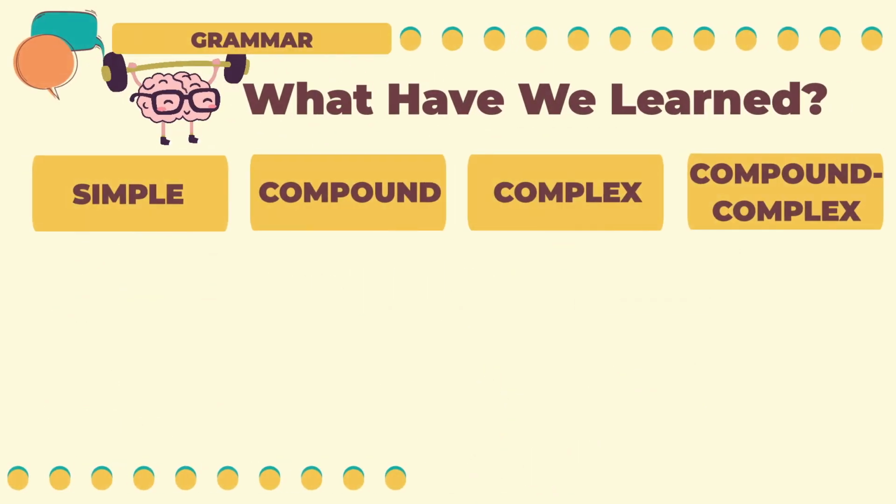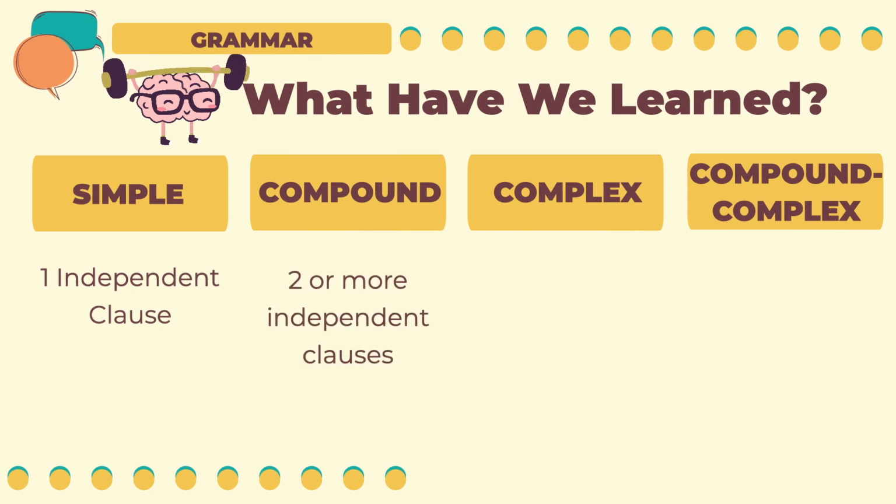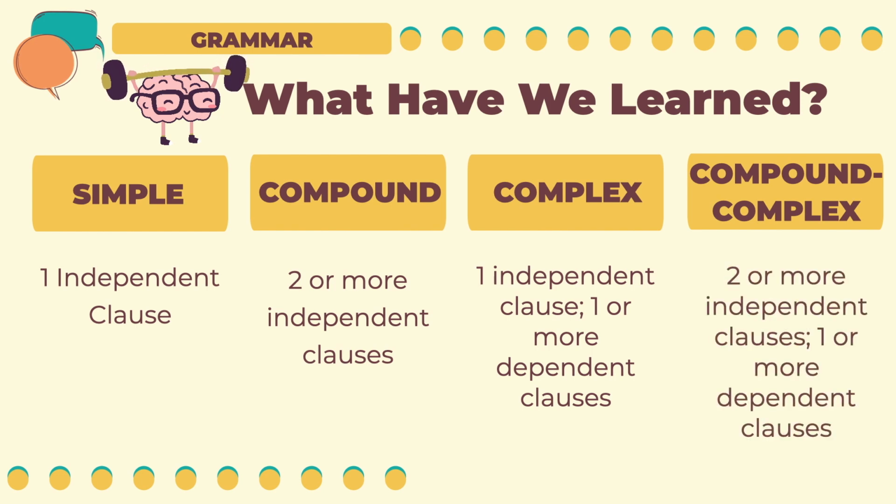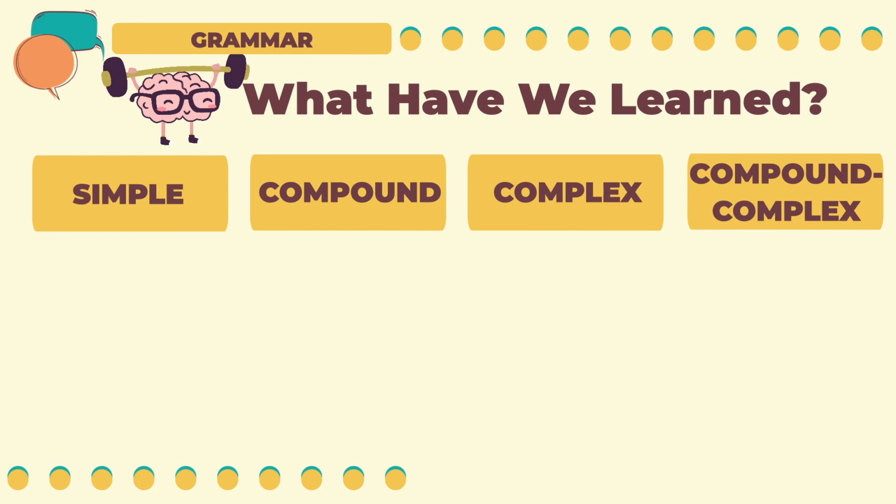We are now done discussing all types of sentences according to structure. Let's recall what we have learned. A simple sentence only has one independent clause, while a compound sentence has two or more independent clauses. But a complex sentence has one independent clause and one or more dependent clauses. And a compound complex sentence has two or more independent clauses and one or more dependent clauses.